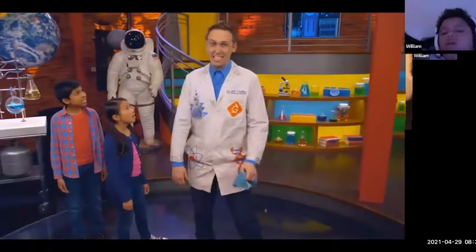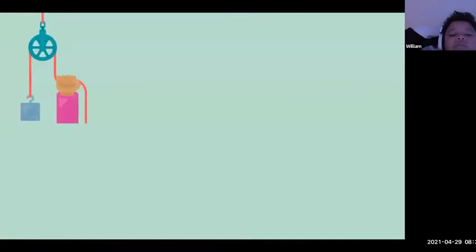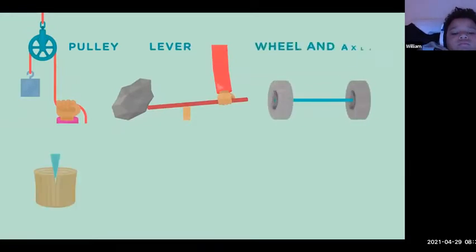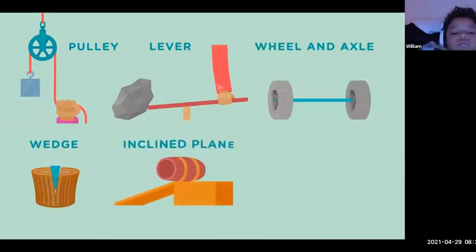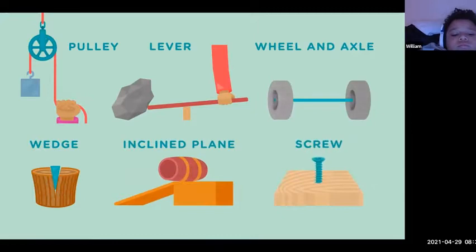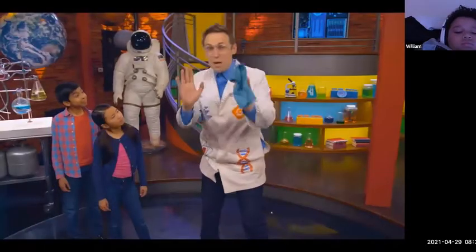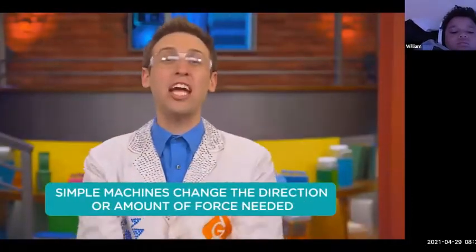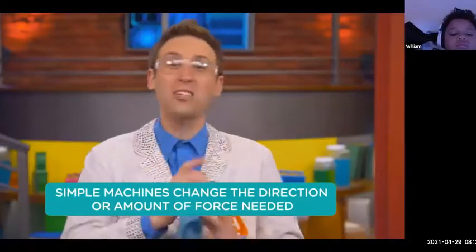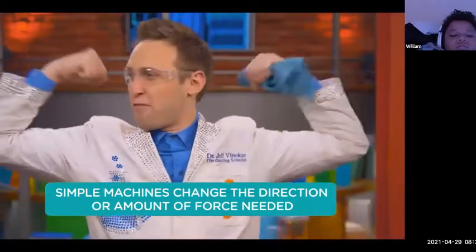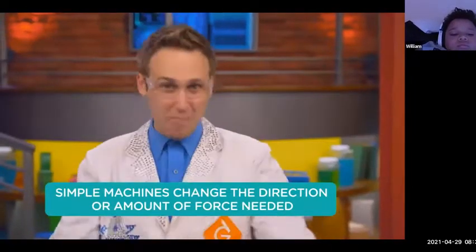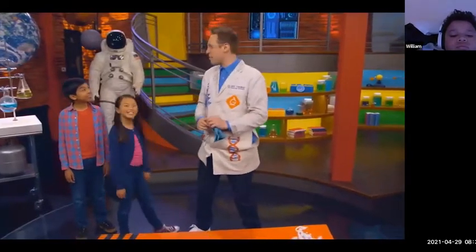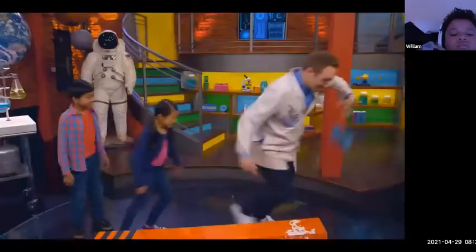6? Yes, the 6 simple machines are the pulley, the lever, the wheel and axle, the wedge, an inclined plane, and the screw. How do they work? Simple machines make difficult tasks easier by changing the direction of the force or the amount of force needed to do something. And I know just the person to help us learn about them. To the safety zone!